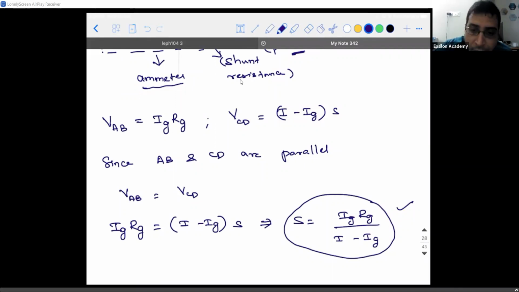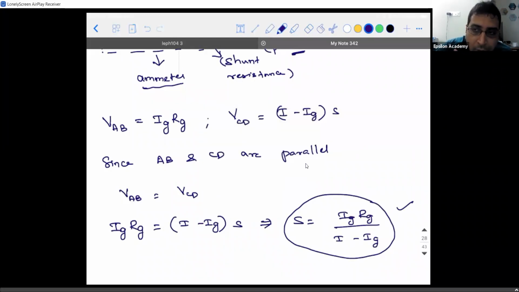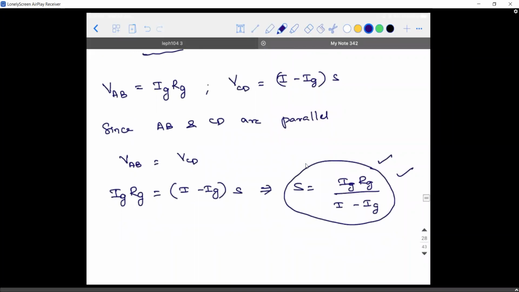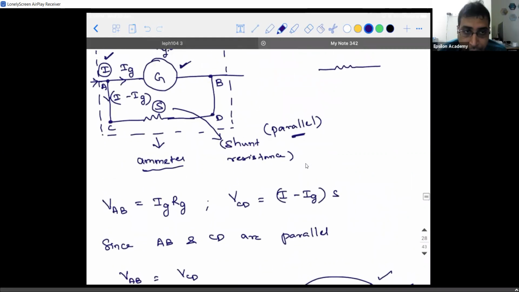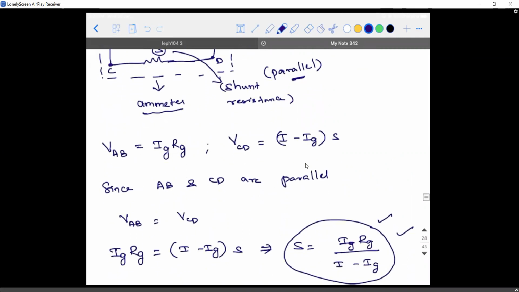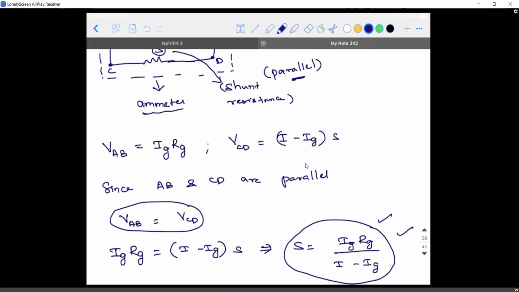that we need to connect across the galvanometer so that it becomes an ammeter of a particular range. Please write it down. Sir, can you explain how you equated AB and CD? They are parallel, no? Parallel voltages are equal, sir. Yes.